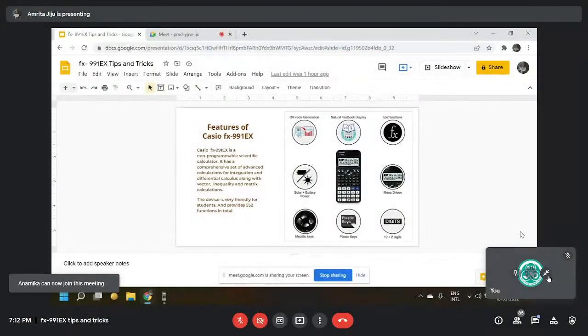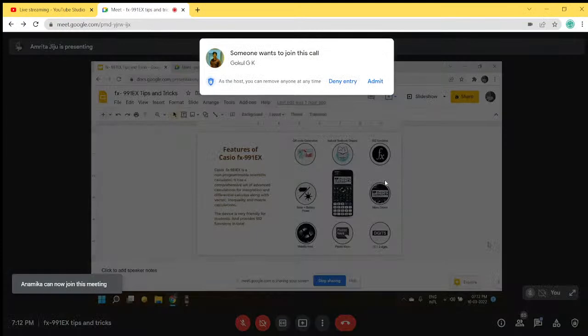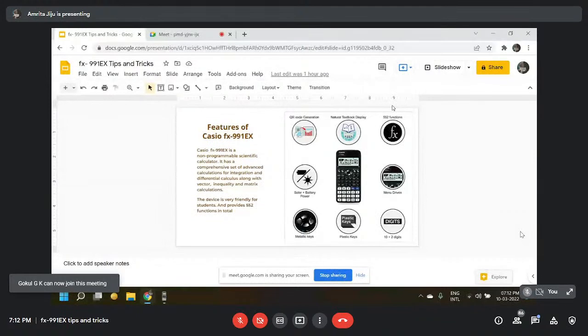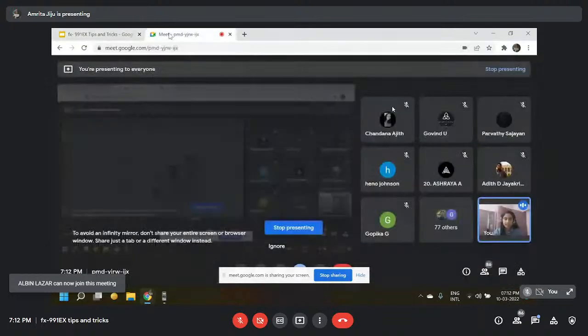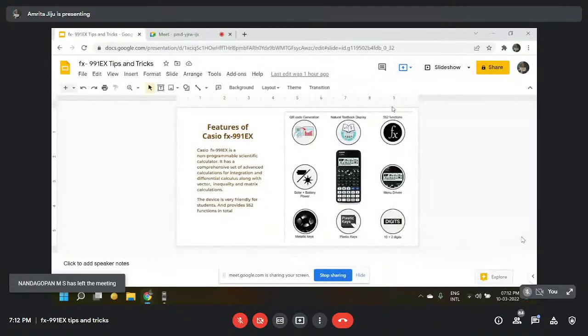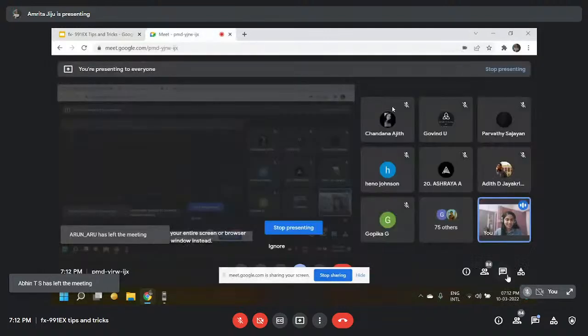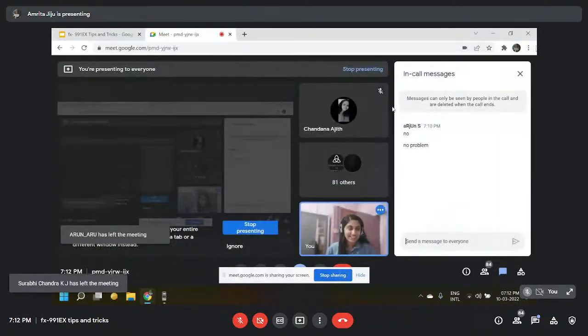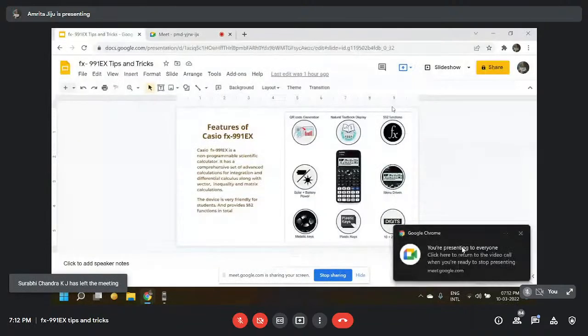So what is FX-991EX? It is basically a calculator in Casio's class B series, and its model number is FX-991EX. It's basically a non-programmable scientific calculator. Does anybody know what's the difference between non-programmable scientific calculators and programmable scientific calculators? Okay, is there any response in the chat box? Let me see. Okay, there is no response. Then I'll explain it myself.